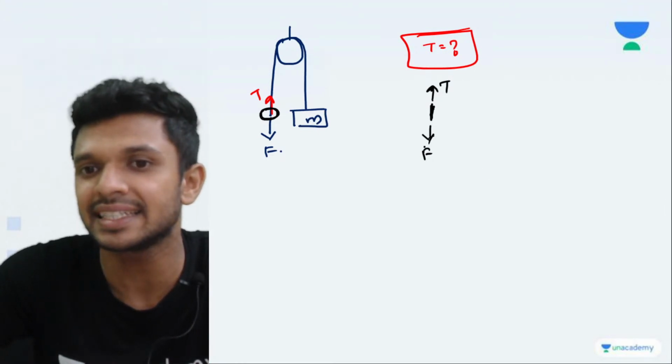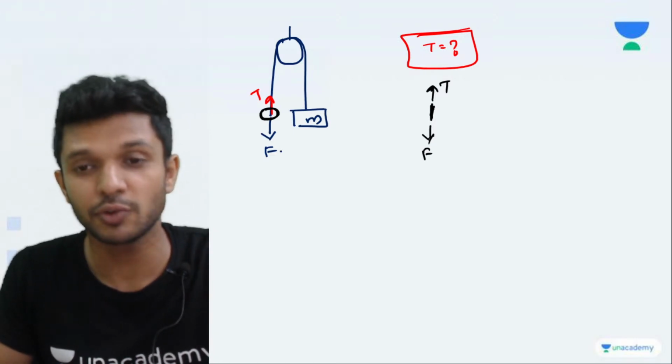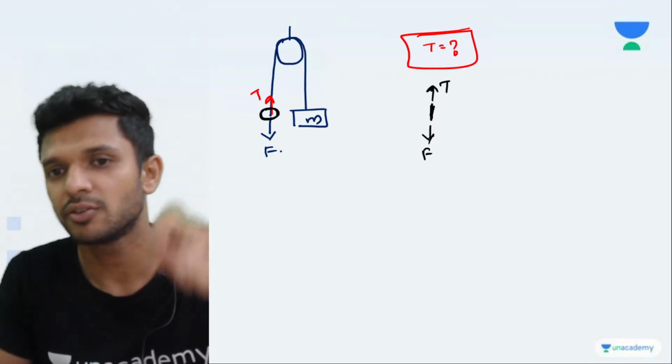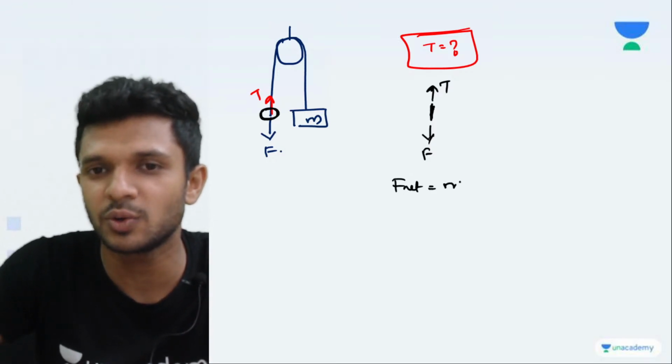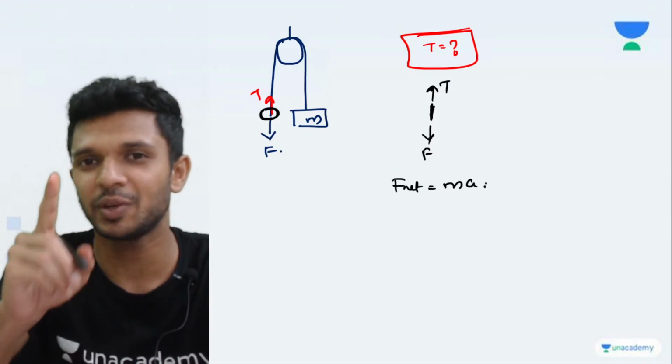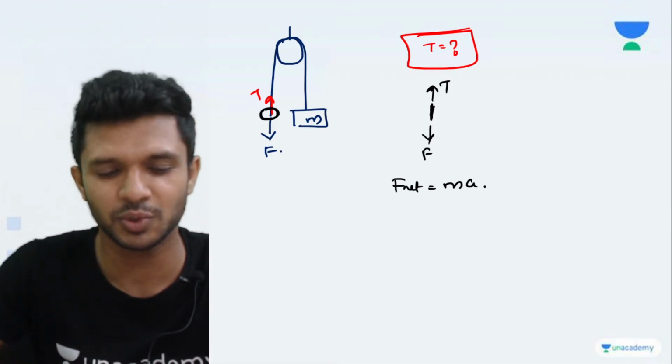So, to find the relationship between F and T, what are we going to do? We are going to find out the relationship between force and T. Which equation? Net force is equal to mass into acceleration. How many of you remember? Everyone has to remember this. Which chapter? Laws of motion.